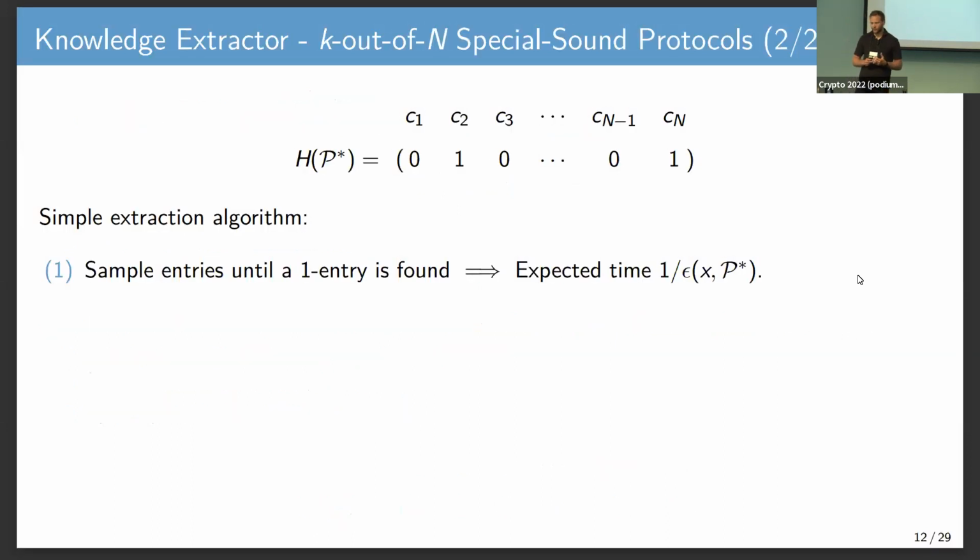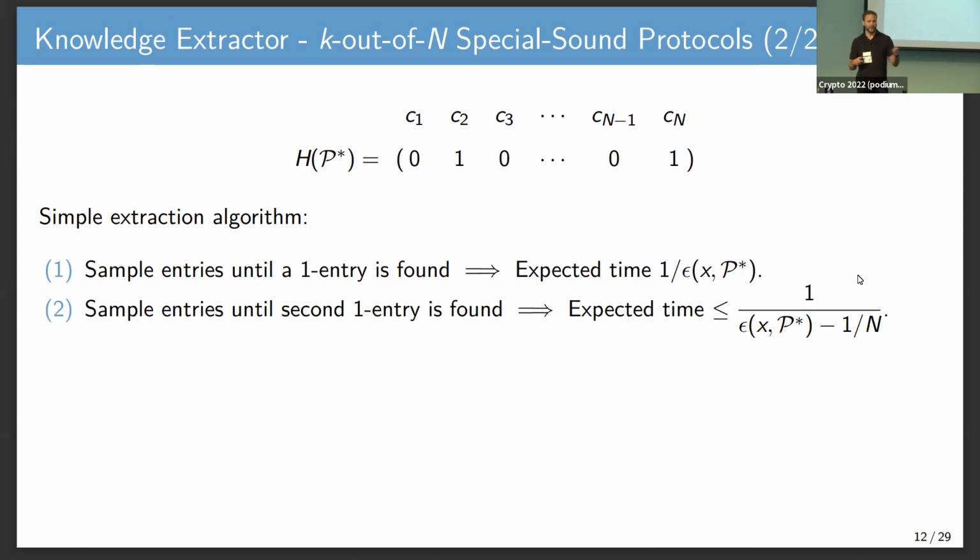So then we have this very simple extraction algorithm. We start by sampling entries from this vector until a 1 entry is found, until we have this first accepting transcript. Well, this first step takes expected time 1 over epsilon. Then we continue. We ignore the entry that we have already found, and we continue sampling entries until a second 1 entry is found. This takes expected time at most 1 divided by epsilon minus 1 over n.